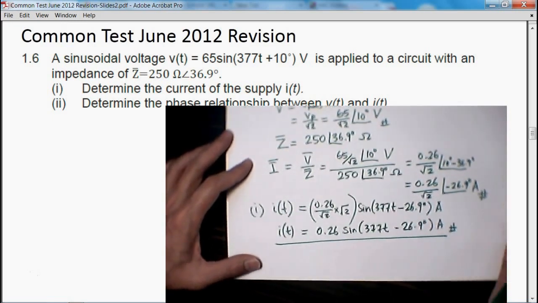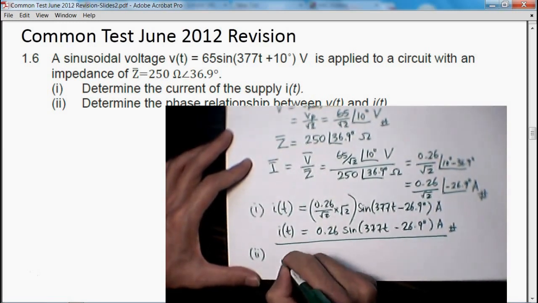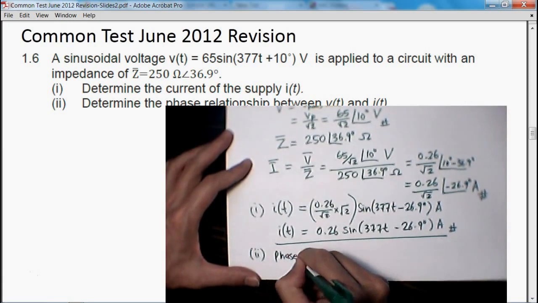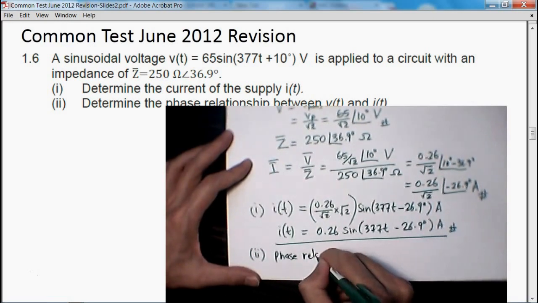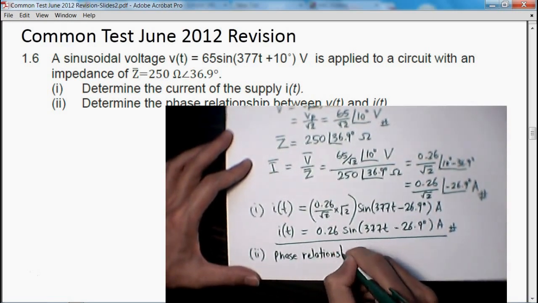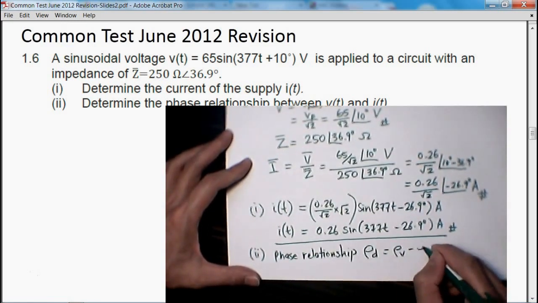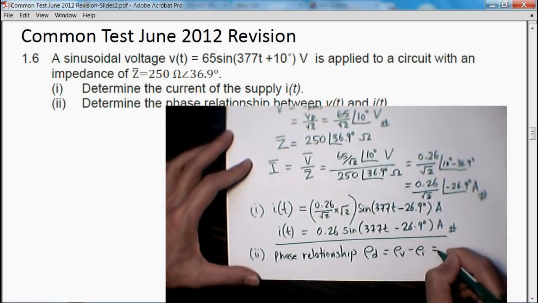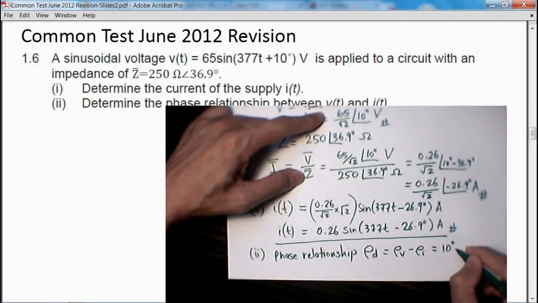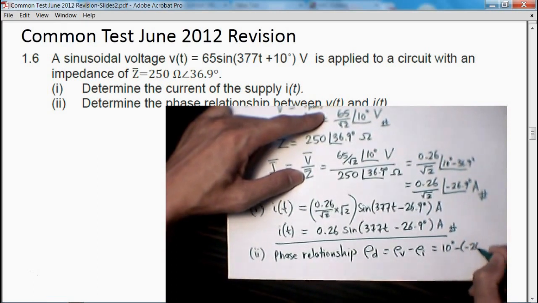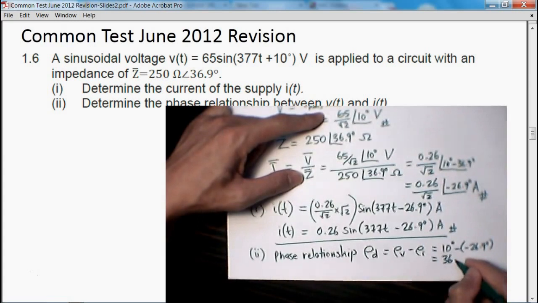Alright, and part 2 is the phase relationship. The phase relationship is determined by the angle between these two waveforms. The phase difference is the phase of V minus the phase of I. That equals 10 degrees minus negative 26.9 degrees, which is 36.9 degrees.